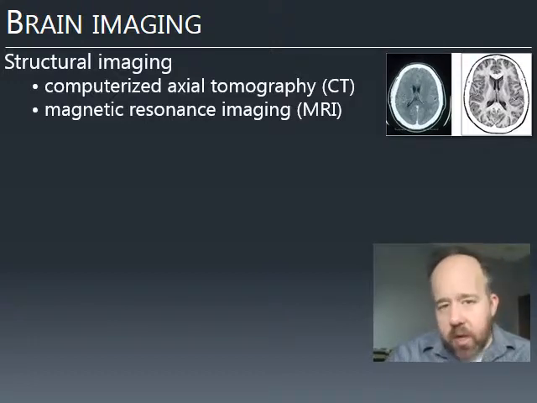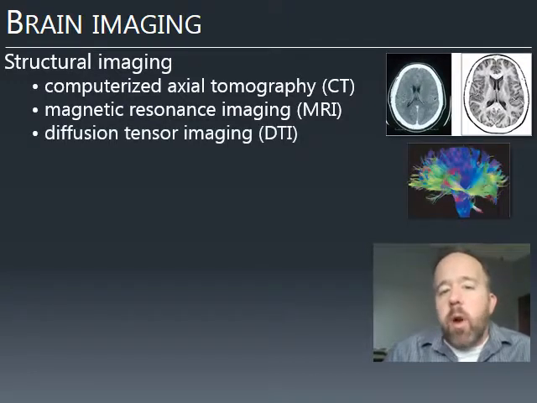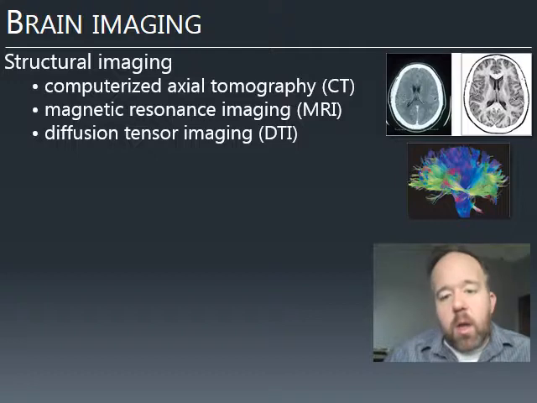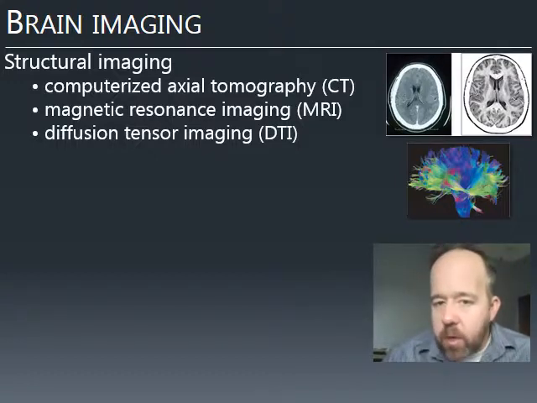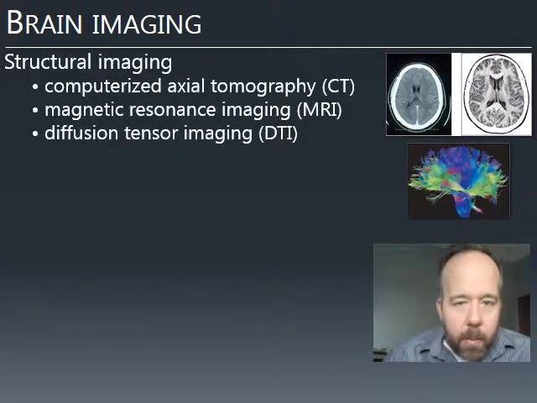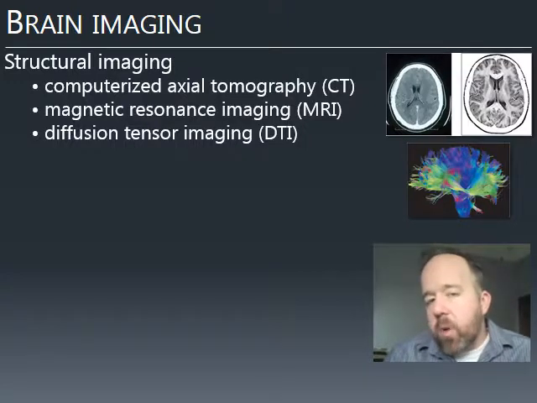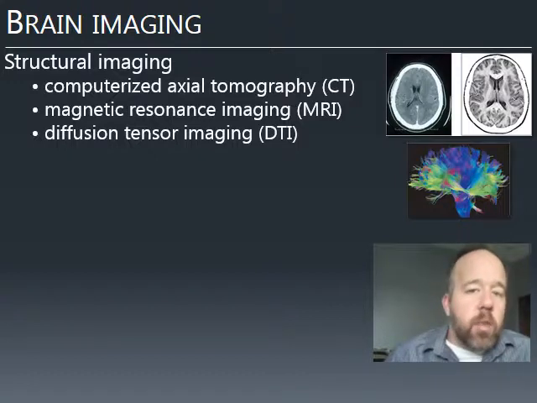These are both structural techniques. So you can look at the structure of the brain, but it doesn't tell you what parts of the brain are active. Another imaging technique is diffusion tensor imaging, or DTI. And we see this multicolored image here below our CT and MRI images. This is a very different sort of image. It doesn't look like a brain. What this technique does is trace axons from their origin to their destination. So you can figure out which parts of the brain are connected to which other parts.